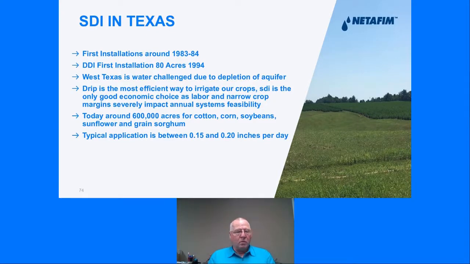We've been doing this a long time, and there's lots of acres that's been converted over, and we've seen that transition. We've gone through that transition and saw our customers become more successful with the drip irrigation. Typical application here on the High Plains now, here in Texas, is about 0.15 to 0.2 inches per day. Sometimes we deficit irrigate, is what we call it.